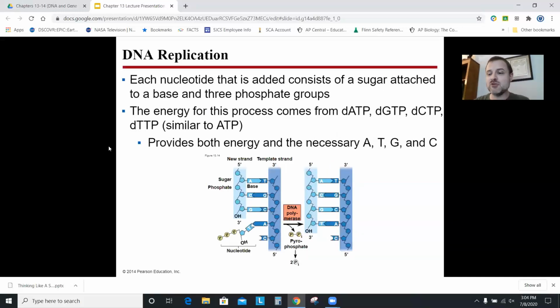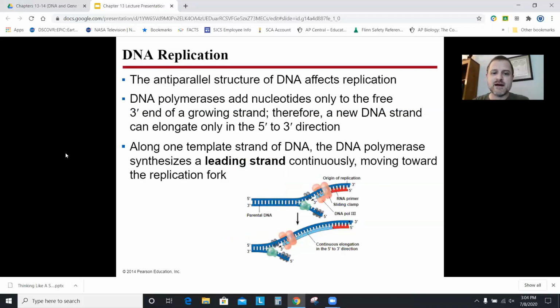What else do you need? So you need A's, T's, G's, and C's, right? So you have ATP. You also have GTP, CTP, and TTP. The cell makes those too. We haven't discussed them yet, but the cell does. The D stands for deoxyribose. So dATP is deoxyribose adenosine triphosphate. Those molecules give you energy, which you need, and they also give you A's, T's, G's, and C's. Okay, so big problem.